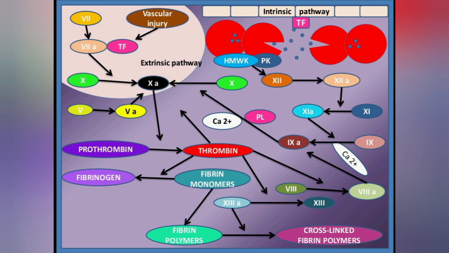An additional link between the two pathways exists through the ability of tissue factor and factor 7A to activate the factor 9. The formation of complex between factor 7A and tissue factor is believed to be a principal step in the overall clotting cascade.